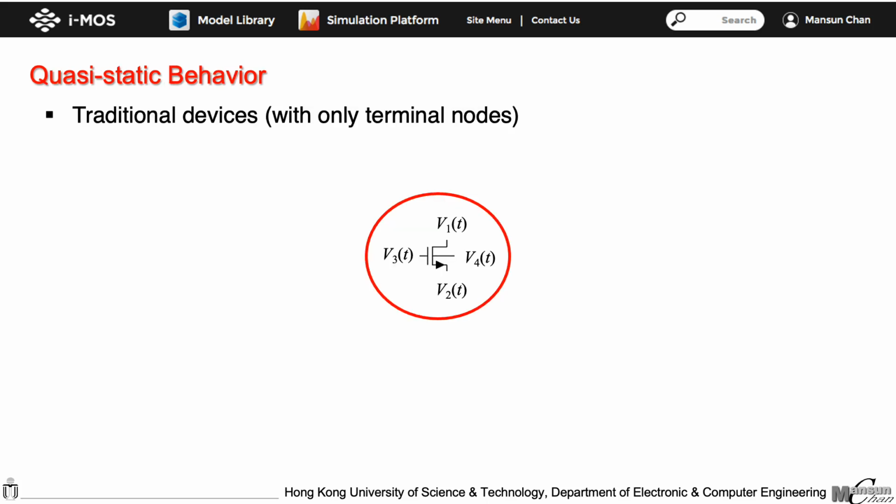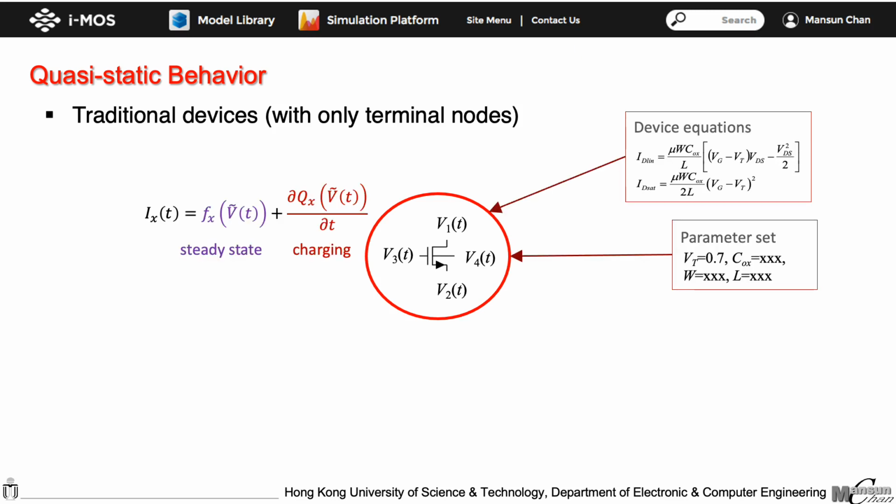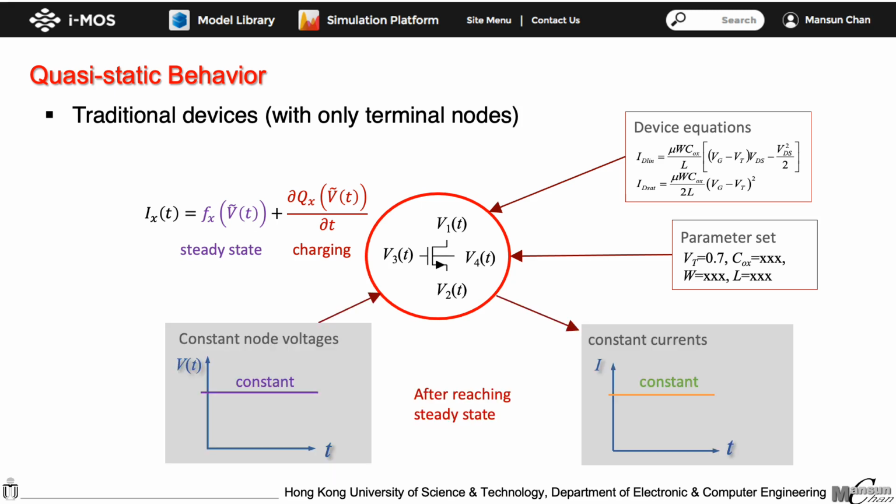To implement a compact model for traditional devices, we usually use the quasi-static approach. Taking a MOSFET for example, if the MOSFET only has external terminals, the current is uniquely defined by the given set of fixed parameters and the input terminal voltages at the given time. Because the currents are expressed only in terms of terminal voltages, and the device parameters remain constant, the output currents will take constant values if the input voltages are fixed over time.